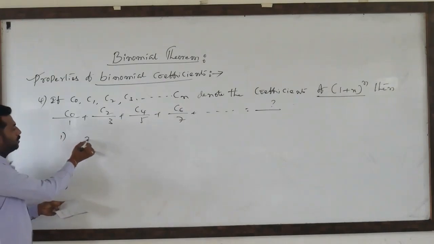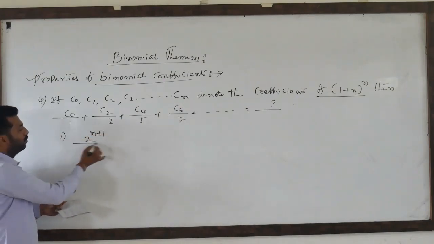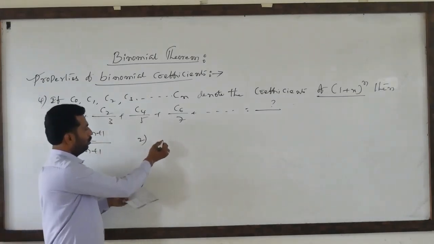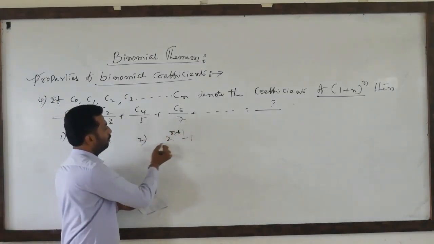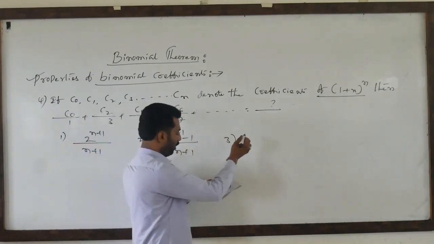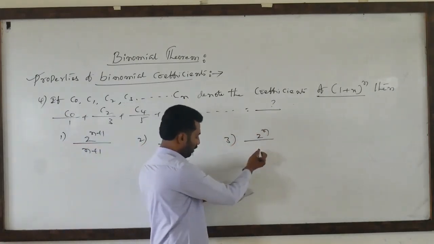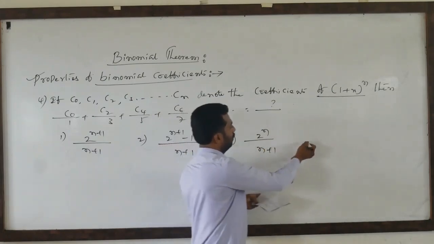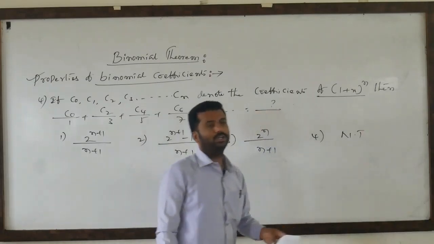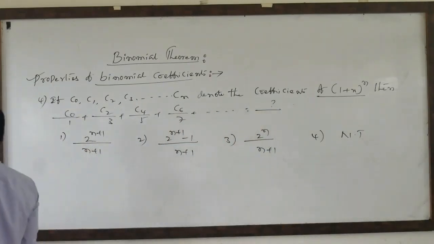The first option is 2 to the power (n plus 1) divided by (n plus 1). The second is (2 to the power (n plus 1) minus 1) divided by (n plus 1). The third option is 2 to the power n divided by (n plus 1). The fourth option is none of these. Which one is the answer we have to guess.